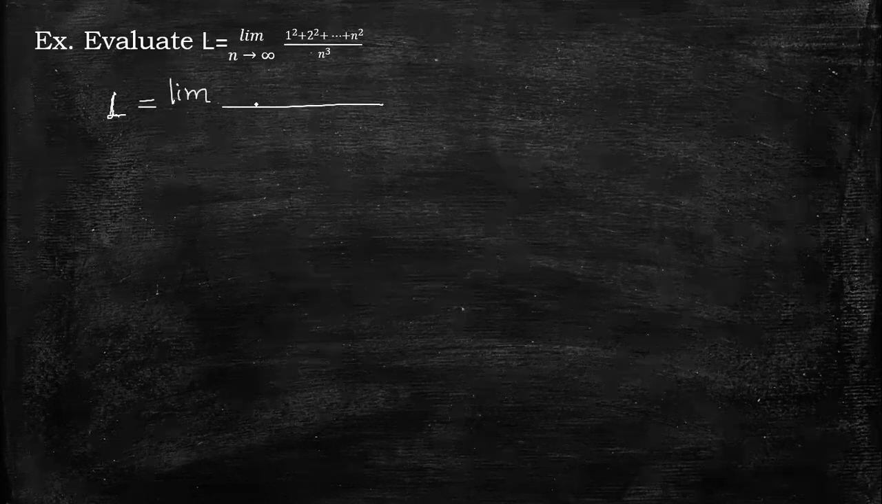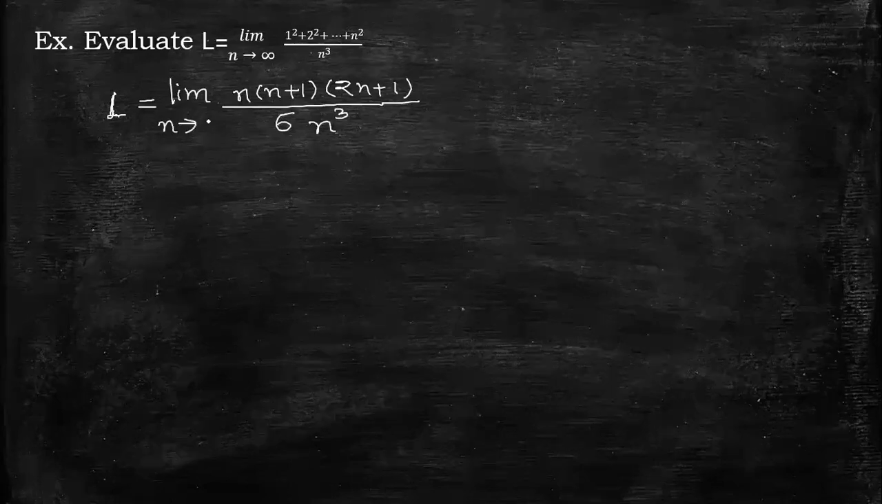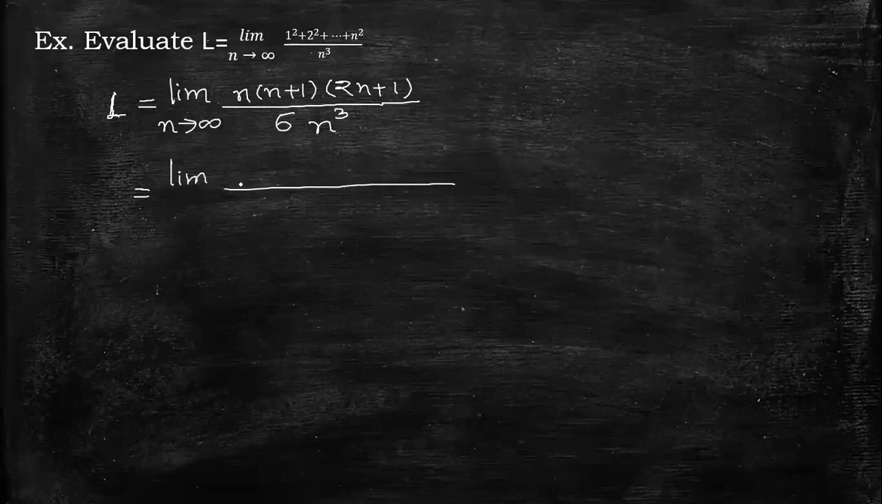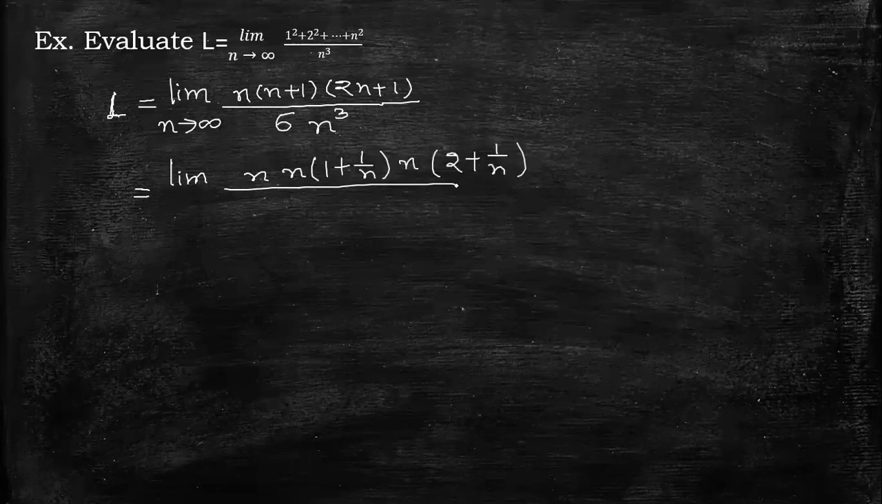Now 1 square plus 2 square until n square is equal to n into n plus 1 into 2n plus 1 divided by 6, into n to the power 3 as it is, as n tends to infinity. So this is equal to limit, n as it is, then n plus 1 can be written as n into 1 plus 1 by n, 2n plus 1 can be written as n times 2 plus 1 by n, and so on, divided by 6 into n to the power 3 as n tends to infinity.